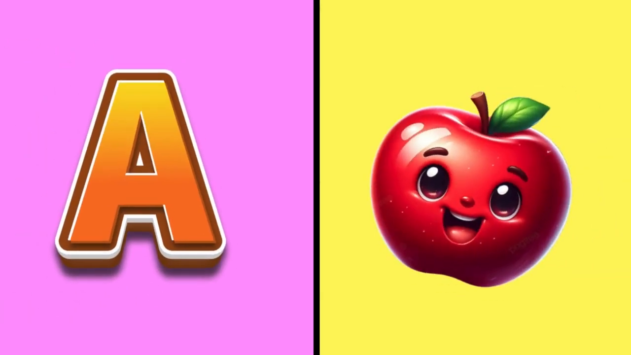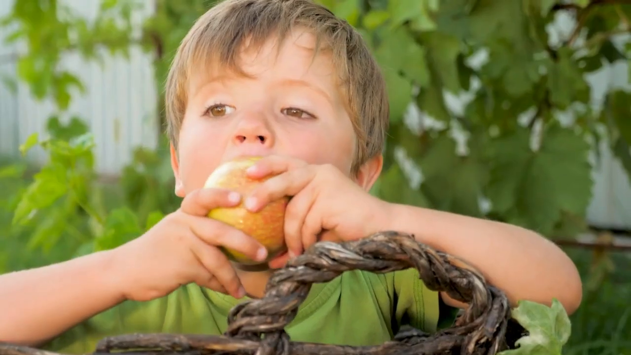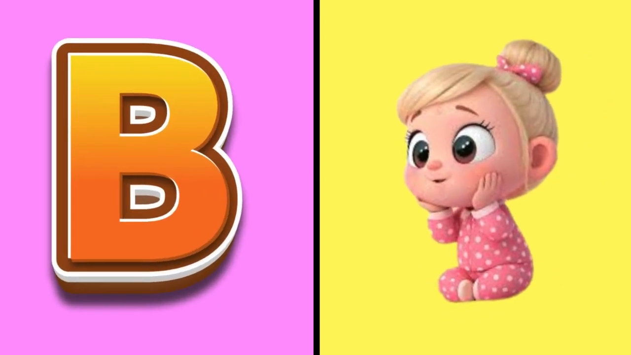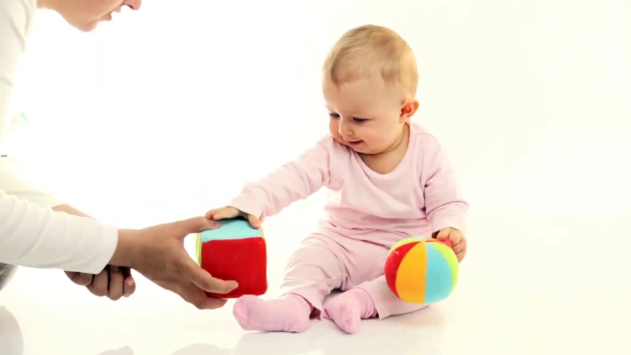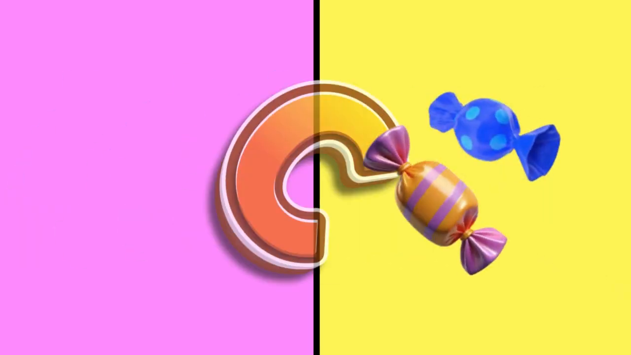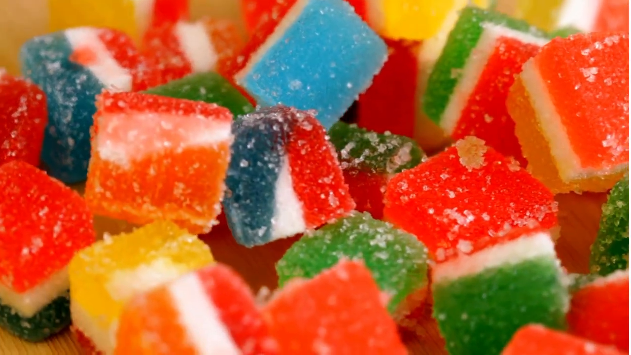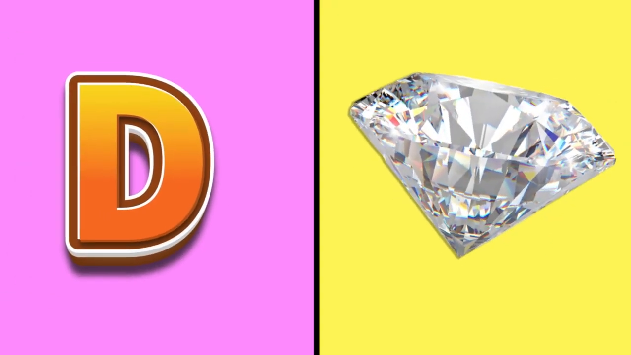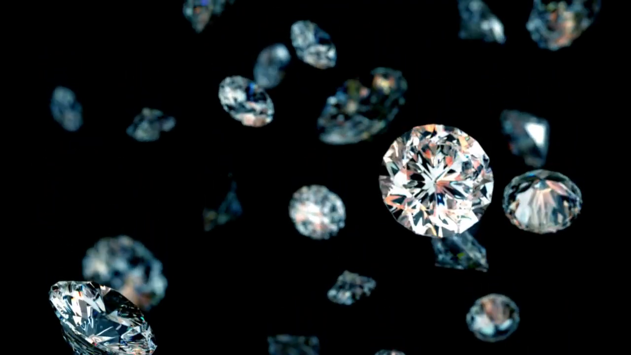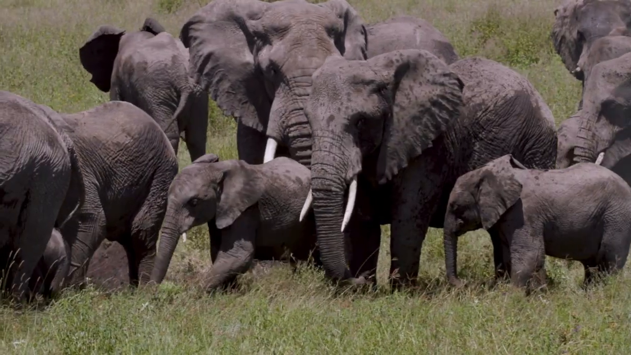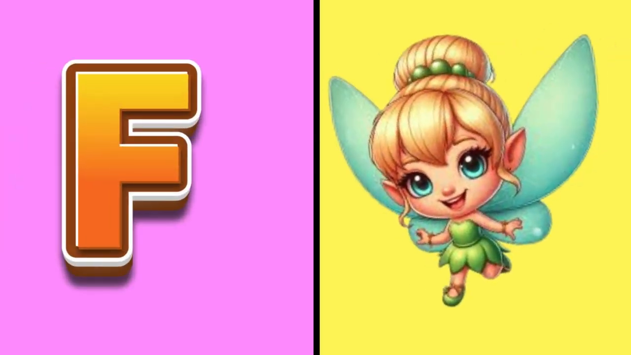A is for apple. A apple, apple. B is for baby. B baby, baby. C is for candy. Candy, candy. D is for diamond. D diamond, diamond. E is for elephant. E elephant, elephant. F is for fairy. The fairy, fairy.